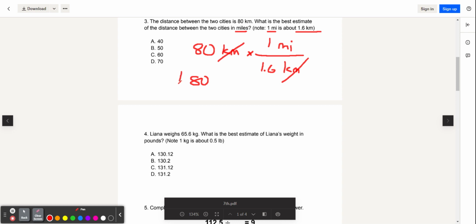So let us show our work. 1.6. We move the decimal over for both of them. And now 16 goes into 80 how many times? 5 times. And then this is simply 0. The answer is 50 miles. About 50 miles. This is an estimate. So B.